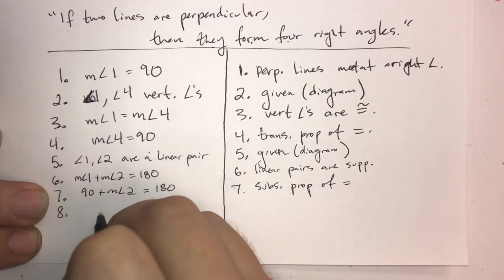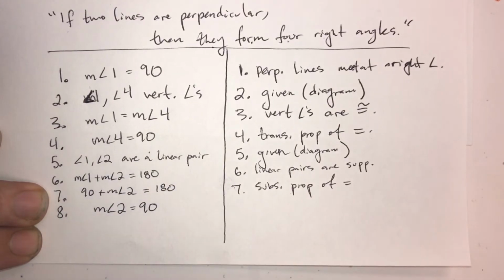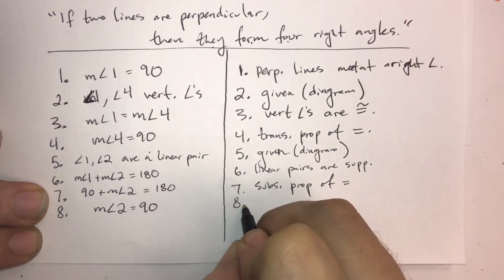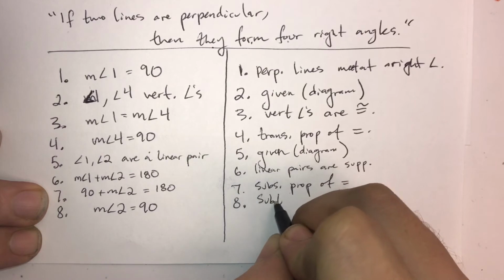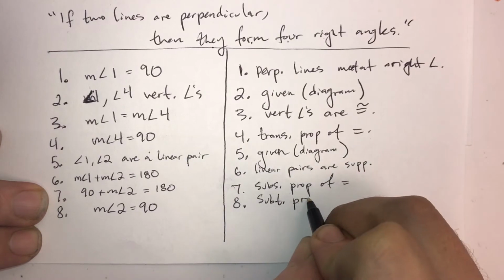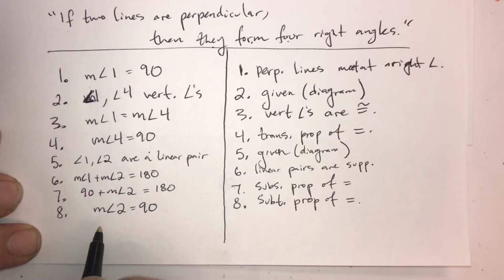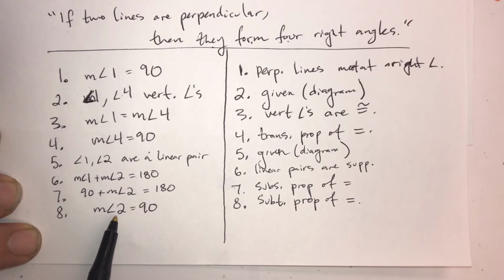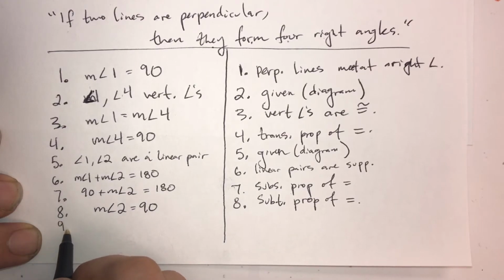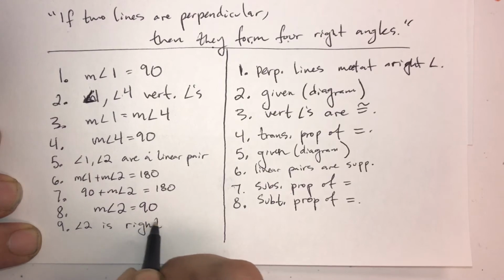Okay, so subtracting 90 from both sides, I get measure of angle 2 equals 90. And so how did I do that? I subtracted. So, there's my subtraction right after my substitution. Okay, we're getting close. We've got 1, we've got 4, now we've got 2. Angle 2 is right, let's say.